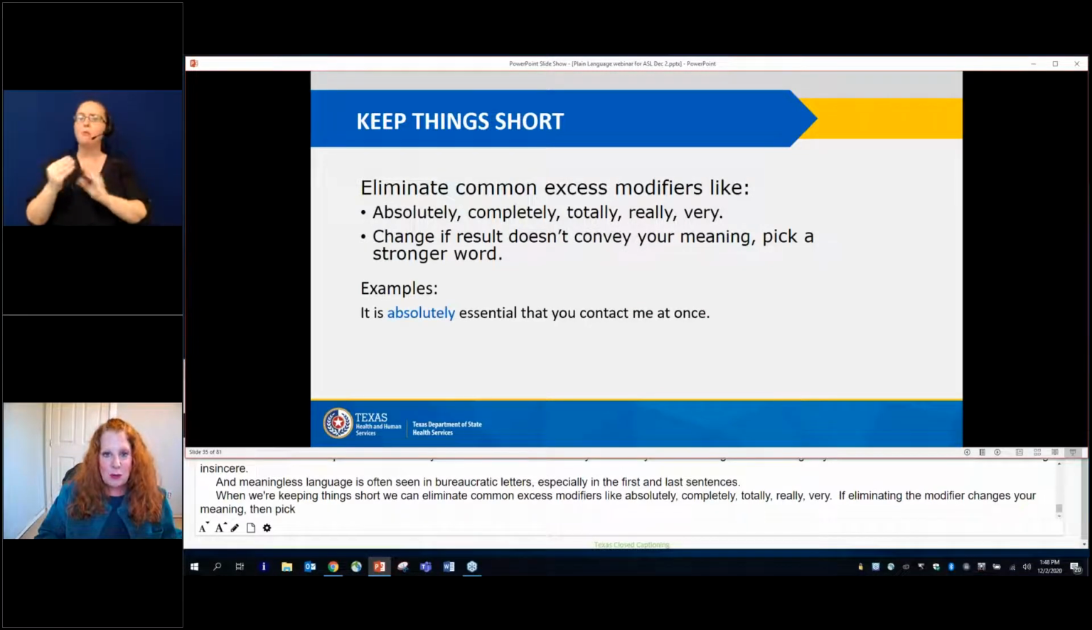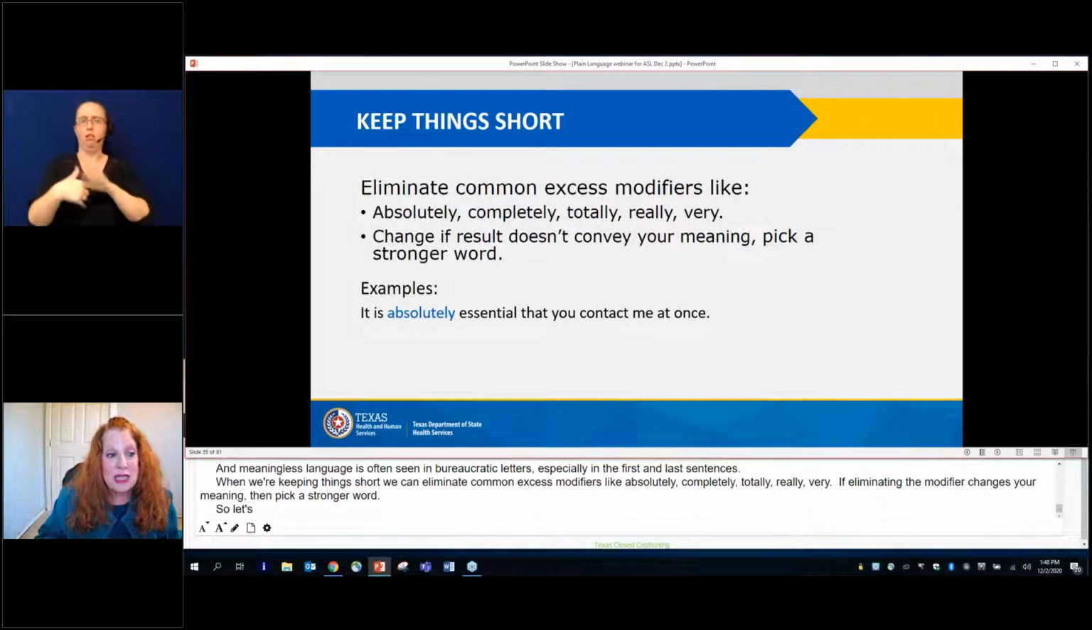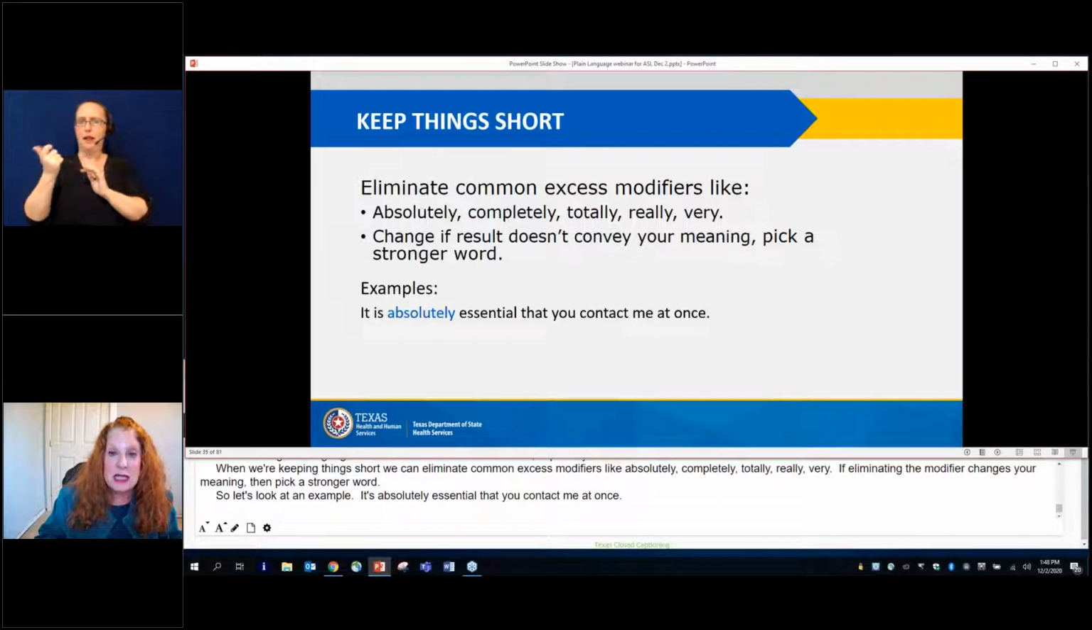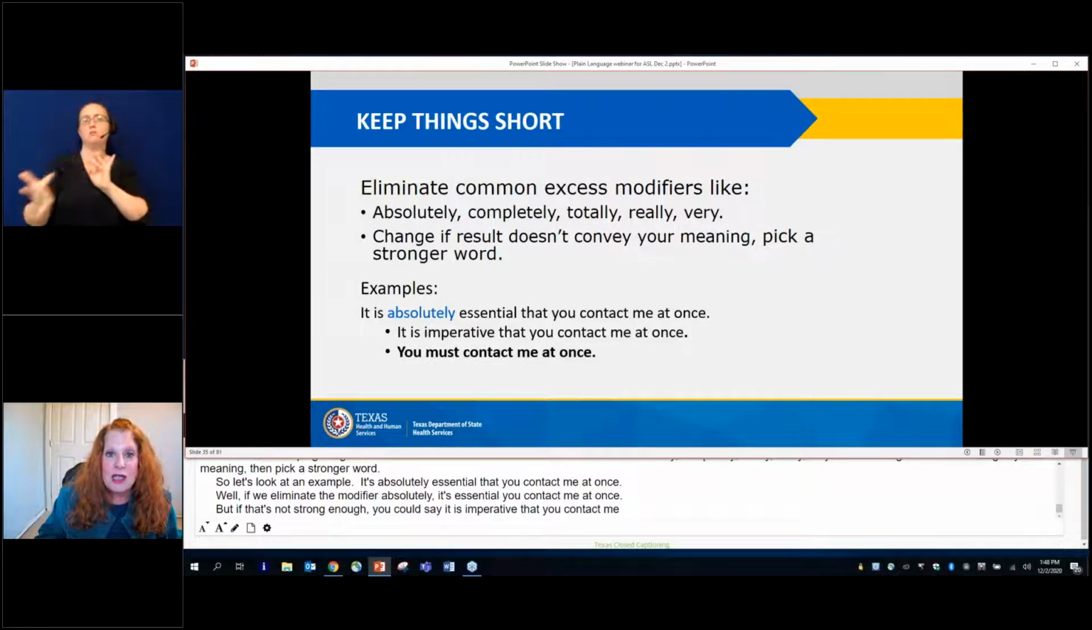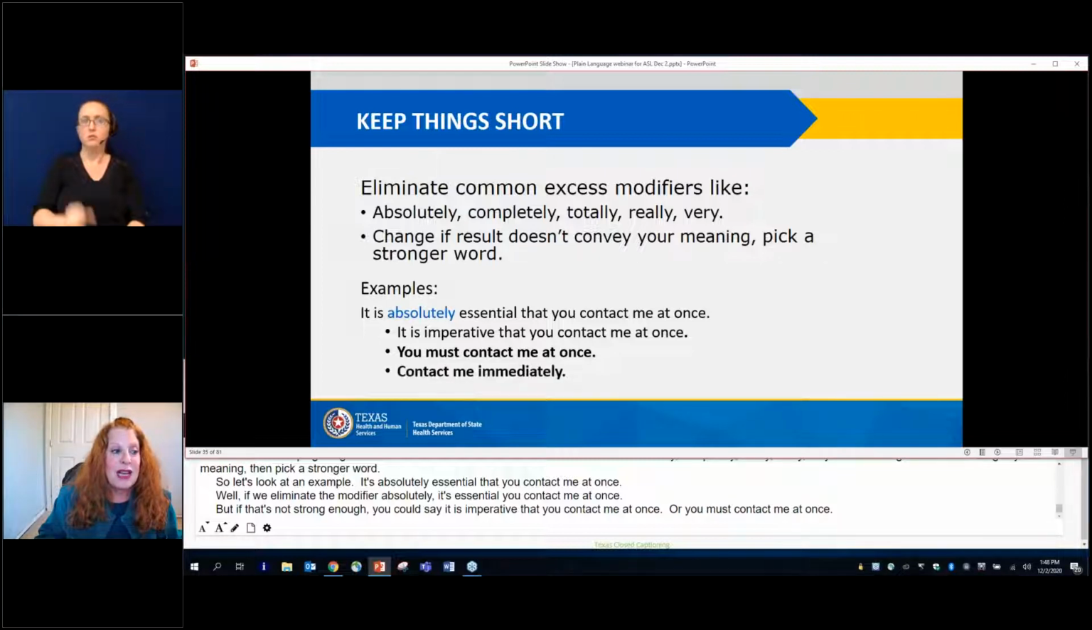So let's look at an example. It's absolutely essential that you contact me at once. Well, if we eliminate the modifier absolutely, it's essential you contact me at once. But if that's not strong enough, you could say, it's imperative you contact me at once. Or, you must contact me at once. Or even shorter, contact me immediately. 3 words, keeping things short.